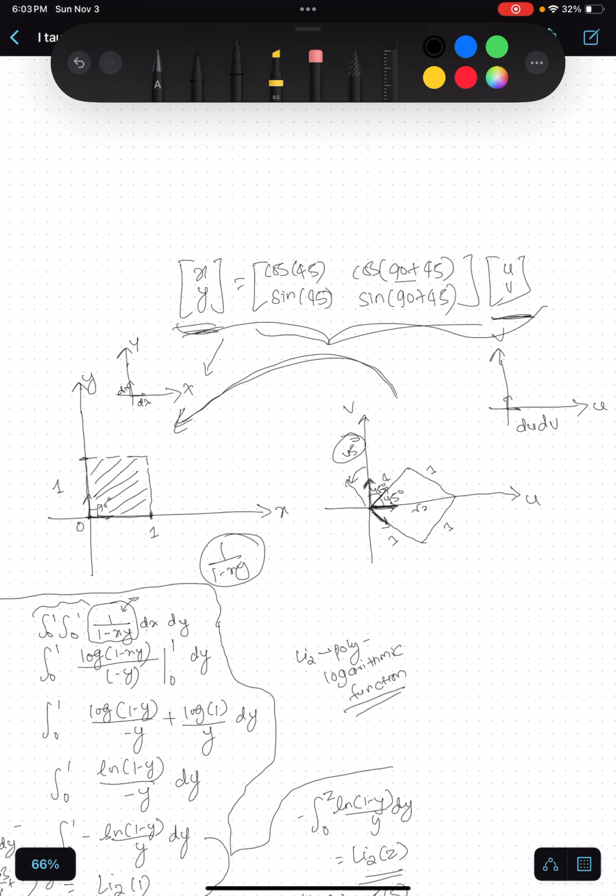dx dy is equal to du dv. Since it's just a rotation transformation, the areas will not increase or decrease, so the dx dy in that area will be the same as du dv. One step in the u and v direction, a du dv area, will be the same. So that's basically a feature of rotation transformation.